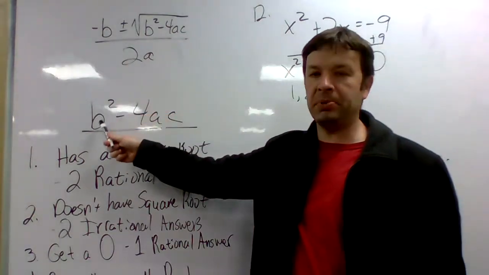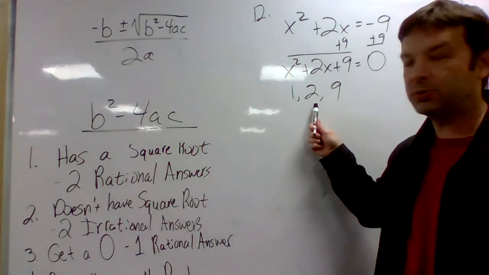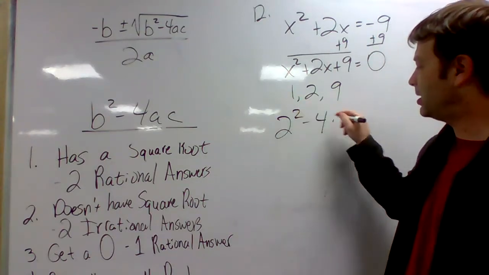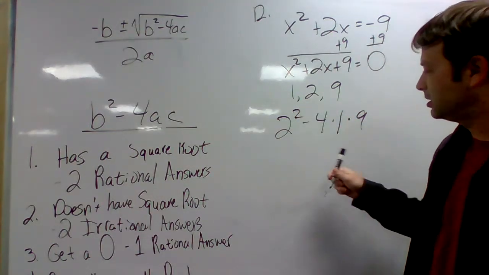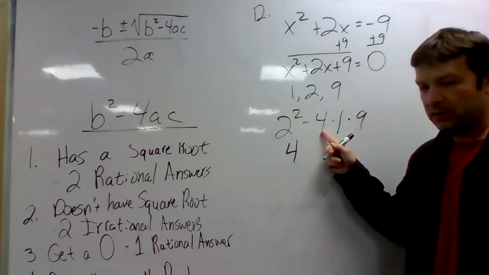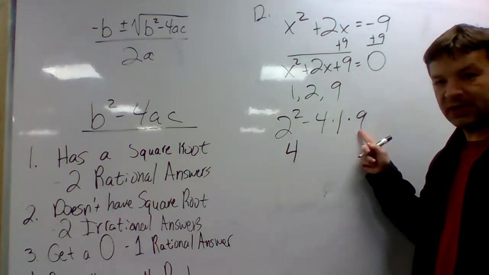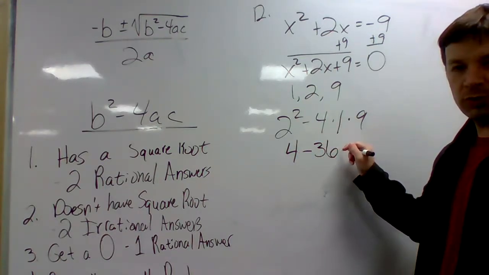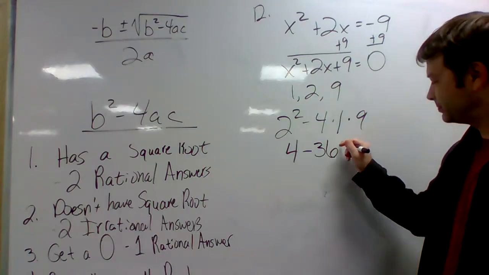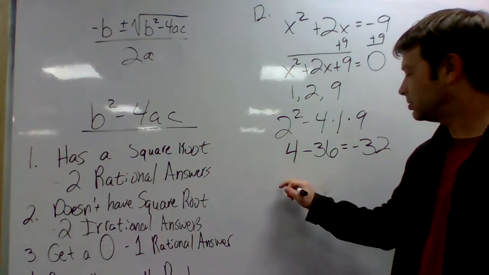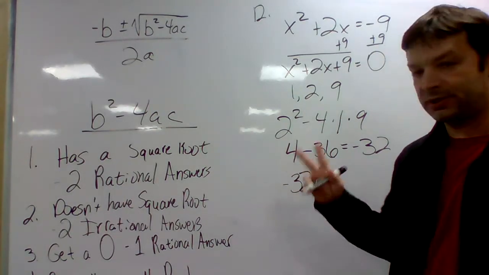Okay, plug those in. B squared, 2 squared, minus 4 times A times C. 2 squared is 4. 4 times 1 is 4, times 9 is 36. What's 4 minus 36? Negative 32. All right, so that's our discriminant.